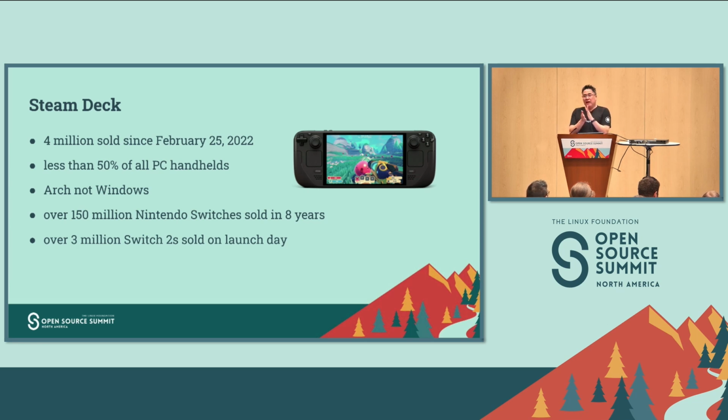Now let's contrast this with the Nintendo Switch, which is not running Linux. There have been over 150 million Nintendo Switches sold in 8 years. Switch 2 just came out June 6. 3 million were sold on release date. So a lot of pent-up demand for the Switch 2. And Switch 2 is on track to exceed expectations in sales. So, you know, these are not opinions, they're just data points. Draw your own conclusions.